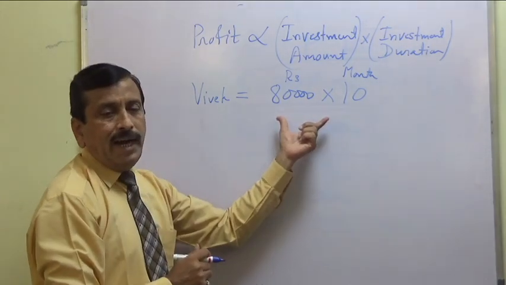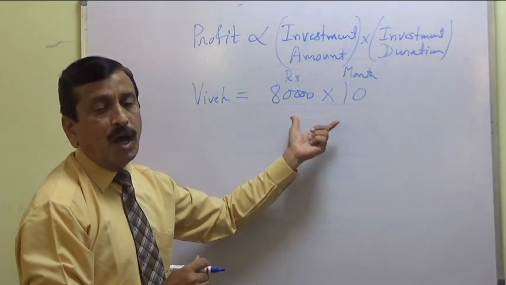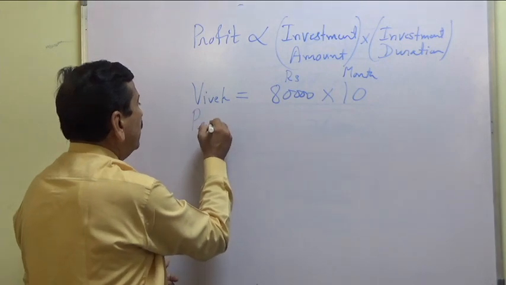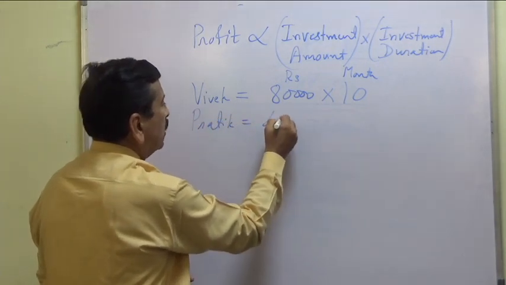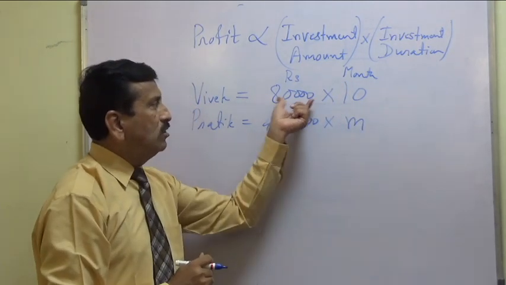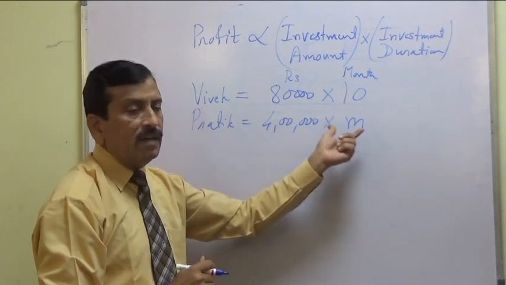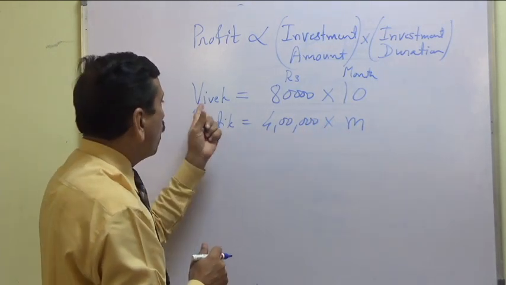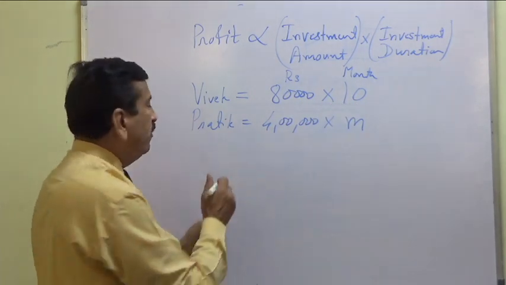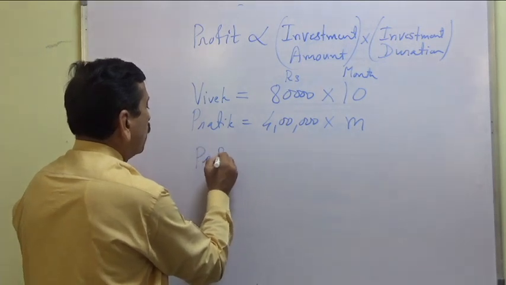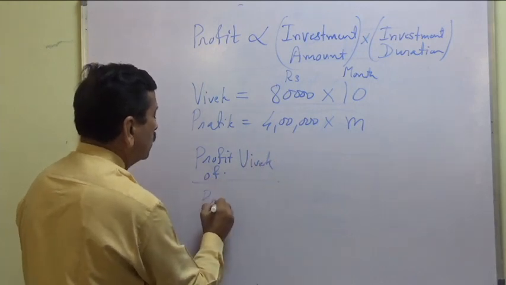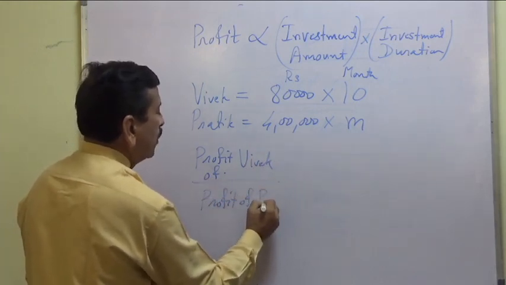And now Pratik is in ratio 1:4. How many months was Pratik in business? We don't know. Let's consider m. So we say that Pratik was in business with 4 lakhs for m months. Vivek 80,000 for 10 months, and Pratik 4 lakh for m months. And now profit is proportional to this figure, investment into duration of investment. And therefore the profit of Vivek upon the profit of Pratik.